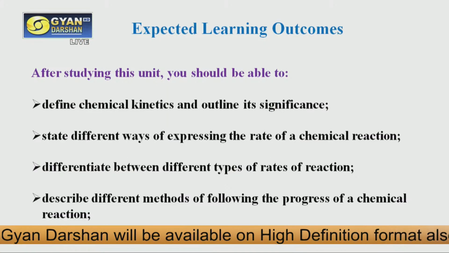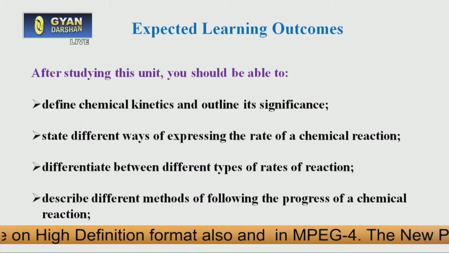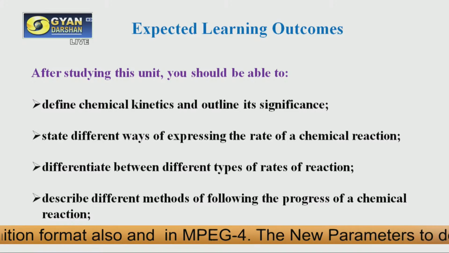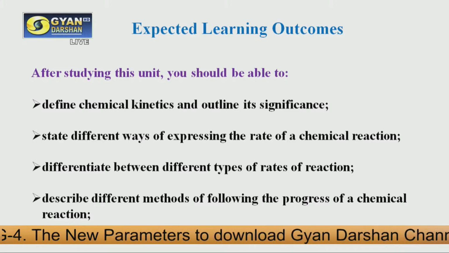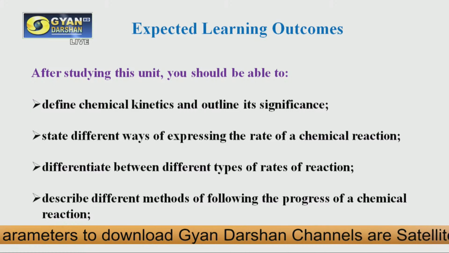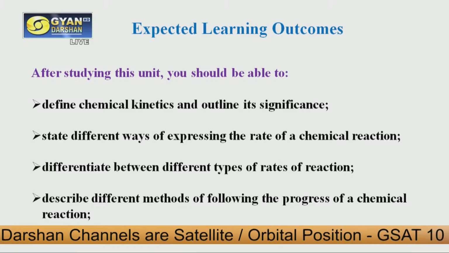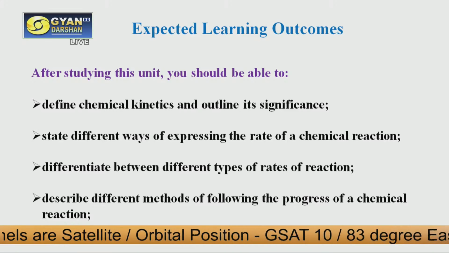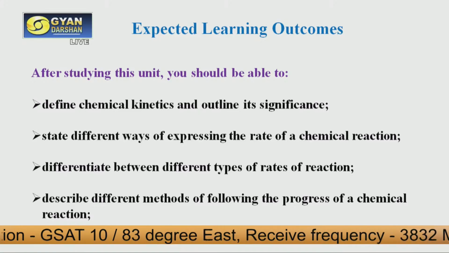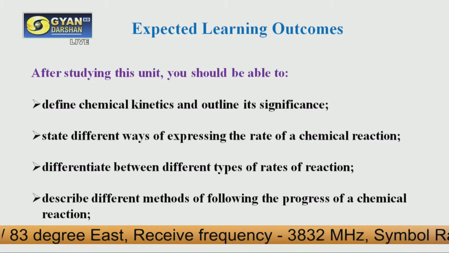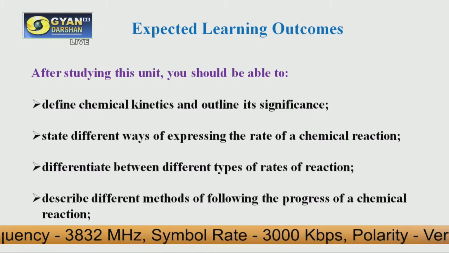What are the expected learning outcomes? After studying this unit, the learner should be able to define chemical kinetics and outline its significance, what a chemical reaction is and how it is important. They should also be able to state different ways of expressing the rate of a chemical reaction and differentiate between different types of reaction rates: what slow reactions and fast reactions are, how we can convert a slow reaction to a fast one, how the fast reaction occurs, and how we can define these types of reactions.